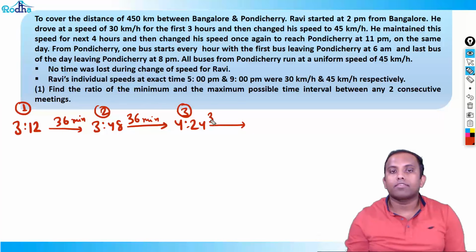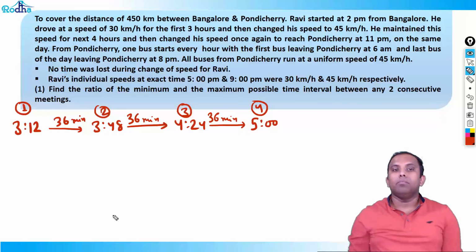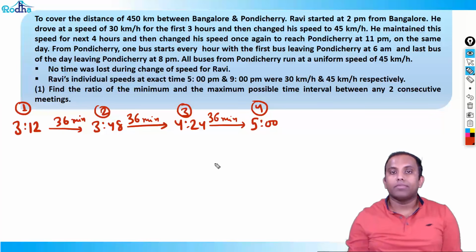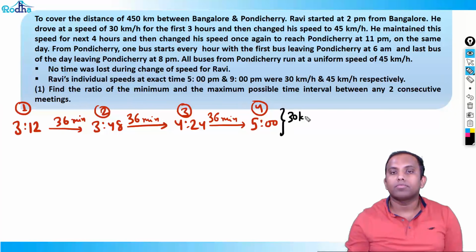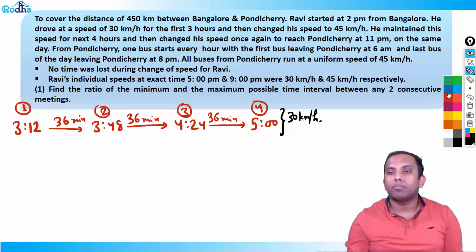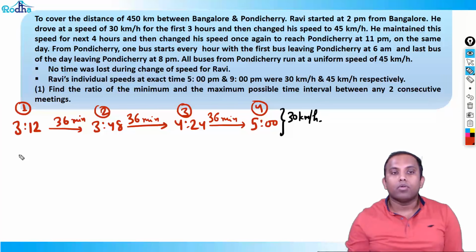So a further 36 minutes, that is at 5 p.m. So at 5 p.m. I'll meet the fourth bus. Right? Now, at 5 p.m. my speed changes. All this was going at the speed of 30 kilometers per hour. But now at 5 p.m. my speed changes.